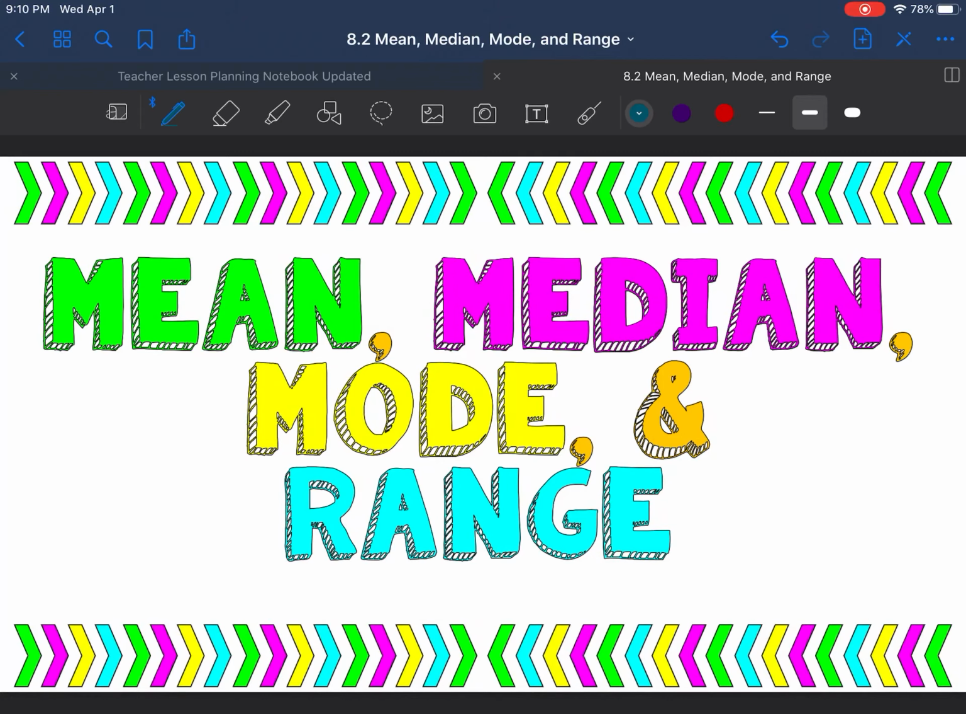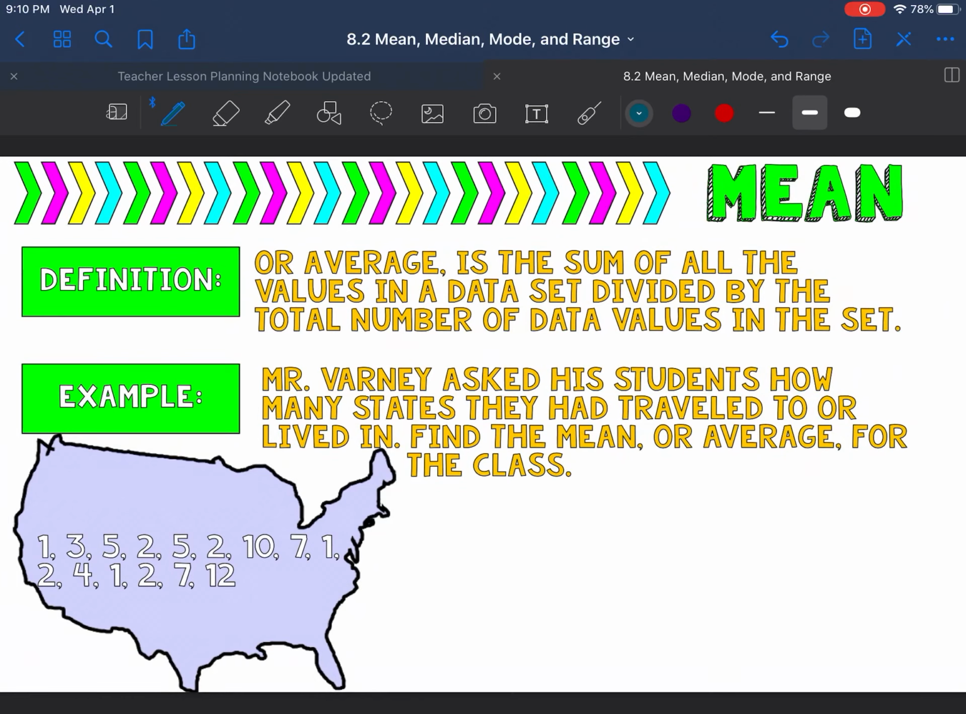Our next lesson, we're going to talk about mean, median, mode, and range. So we're going to start by diving into mean. What is mean? Well, the definition for mean is mean can also be referred to as average. So mean or average is the sum of all the values in a data set divided by the total number of data values in the set.